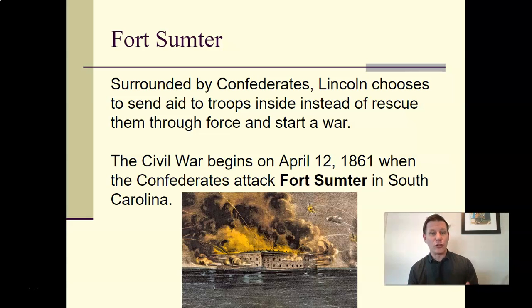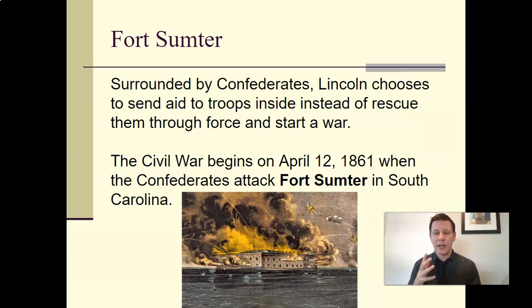So what does Lincoln do? Lincoln's got choices. Again, no one's really shooting yet. Tensions are high, but these men have to be rescued, or Lincoln just leaves them alone, and they become prisoners of war. Not a good way to deal with this conflict, if you will, to appear weak or look to give in to the South. So Lincoln has a choice. What does he do? If he sends a rescue mission to rescue these guys, he could risk war, and he would look like the aggressor. He's invading the South to rescue these guys.